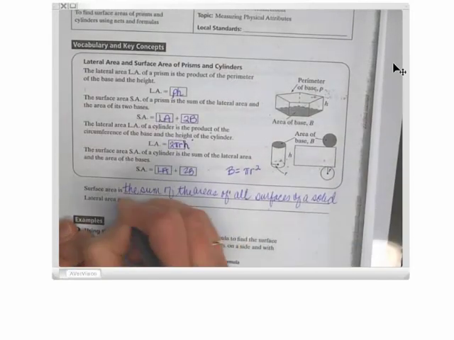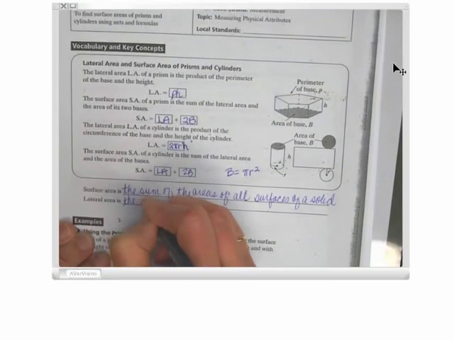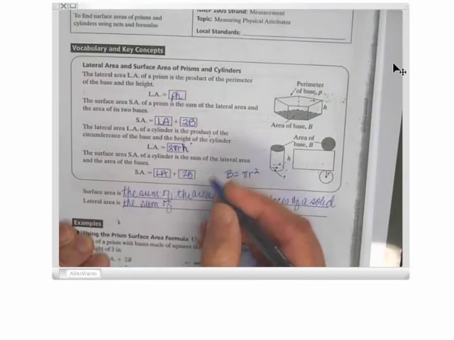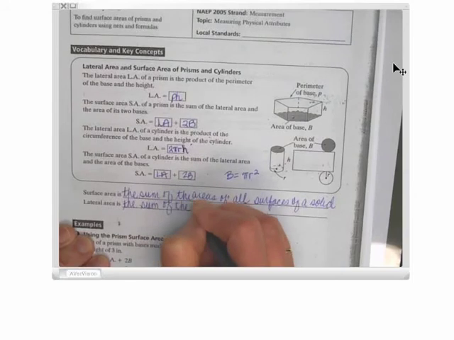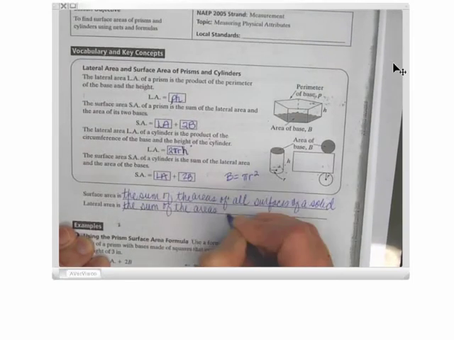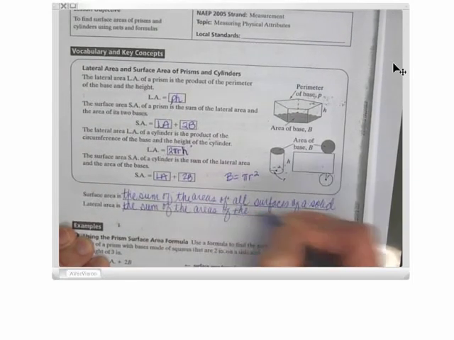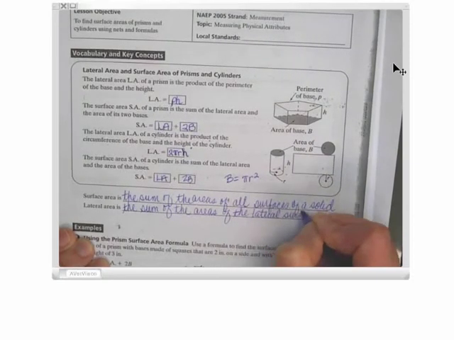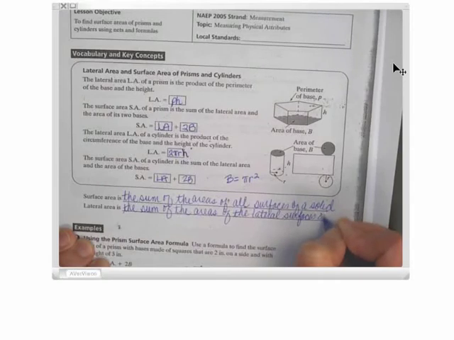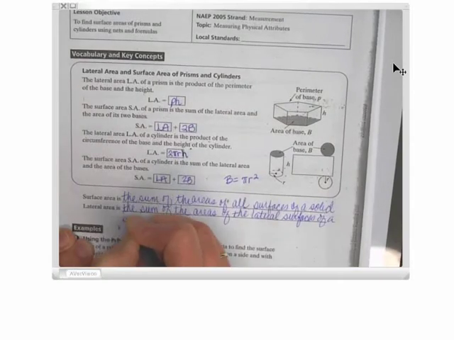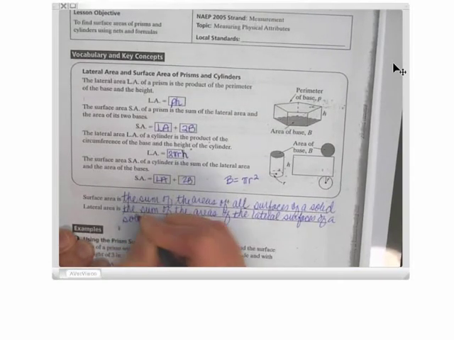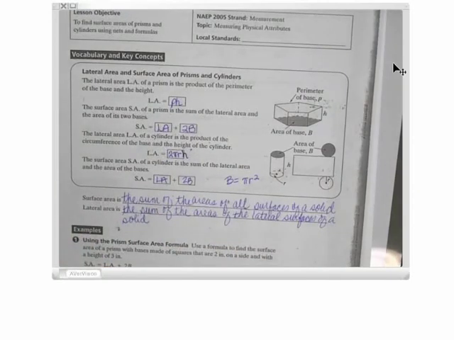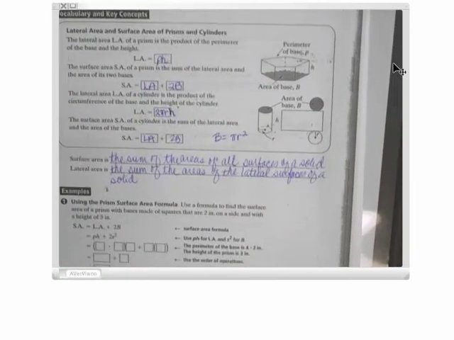Lateral area is the sum of the areas of the lateral surfaces of a solid. And generally, lateral surfaces are going to be those surfaces that are not the bases. So that's probably the easiest way to think about it.